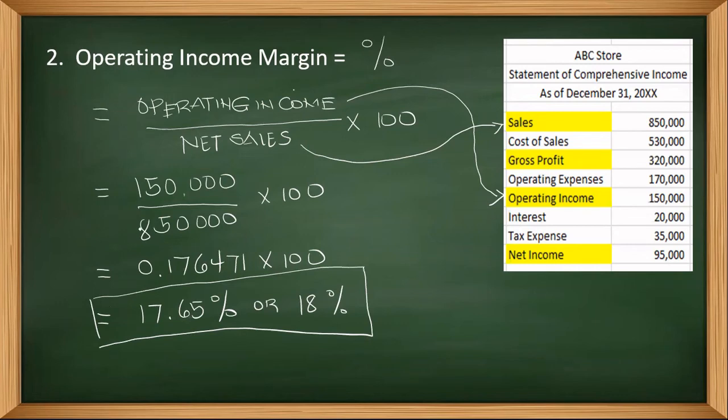Which means that 18% of the net sales is the operating income. And what is operating income margin? It measures the percentage of profit earned from each peso of sales in the company's business operation.